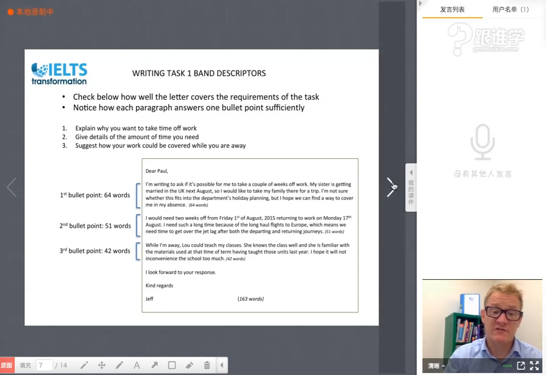So that's 163 words. The reason we want 50, 50, 50 is that many people will write 20, 110, 20. So in other words, they don't write enough about bullet point 1. They write too much about bullet point 2. So it will maybe have some irrelevant detail. And then they write not enough about bullet point 3. So you are not covering the task, probably. Okay.